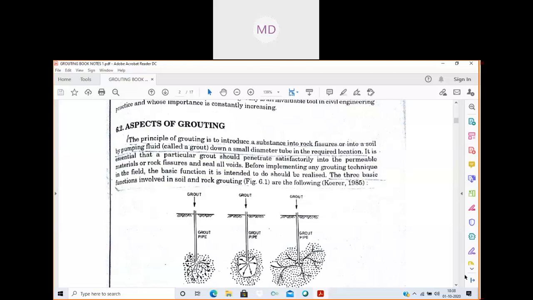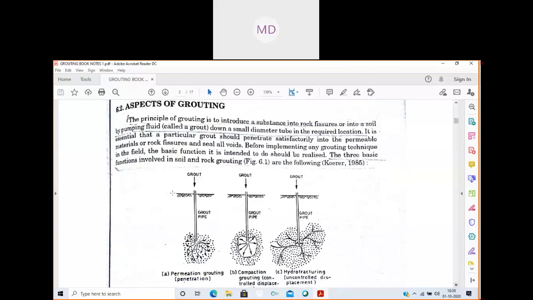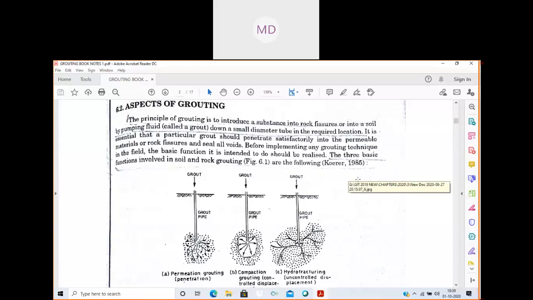In the figure below, you can see this is your ground surface, and this is your grout pipe, the vertical one. With the help of this grout pipe, which is inserted into the subsurface soil or rock, the grout material is pumped inside through that pipe, and then it serves the purpose.